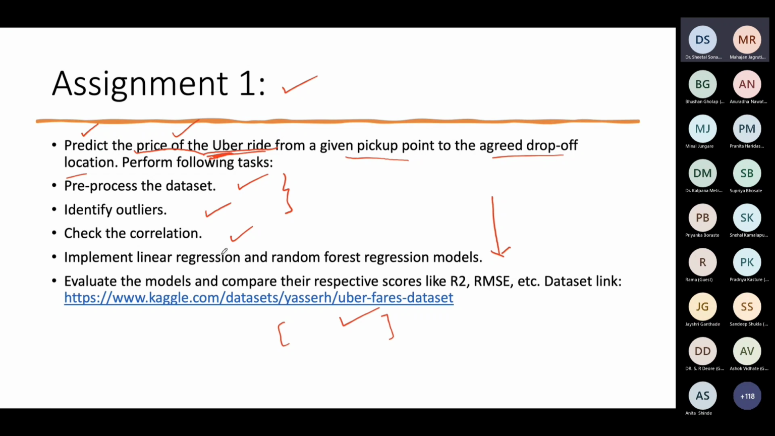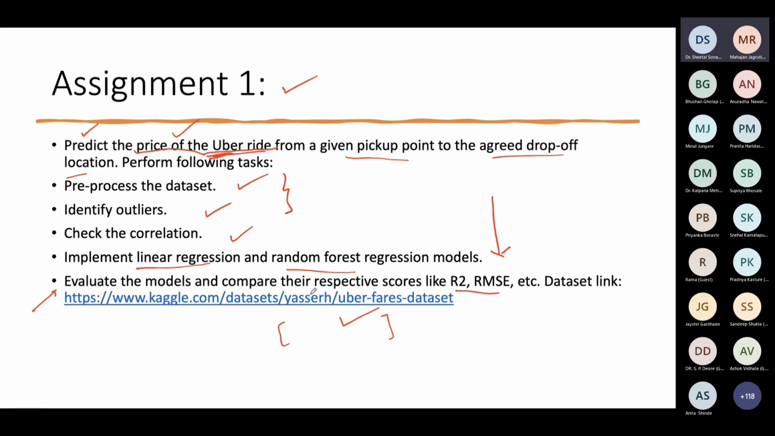Then correlation between the features is expected, so the correlation matrix is important. Once the student completes this task, they are supposed to implement a linear regression and a random forest regression model. Evaluation is important, so evaluation with reference to R2 and RMSE is expected in this assignment 1.